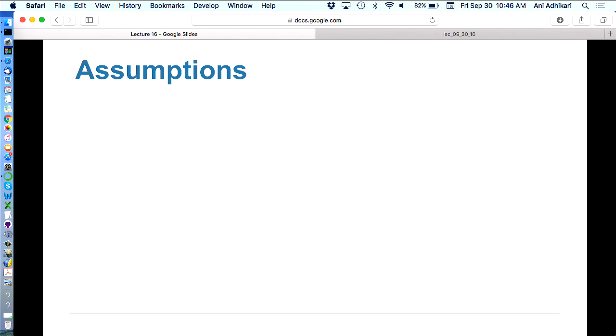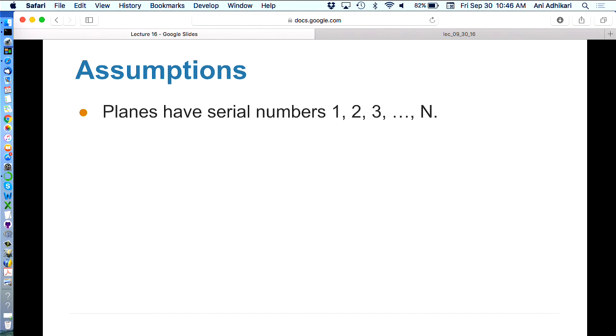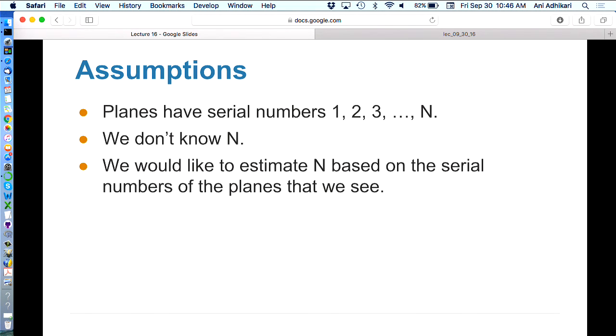So we will start every time with a discussion of the assumptions. The assumptions that we are making are simplifying assumptions that the planes have serial numbers 1, 2, 3, 4 up to N. So we have a population of serial numbers. That N, that largest one, is our parameter. We do not know it. And the goal is to estimate N based on the serial numbers that are seen on the planes.